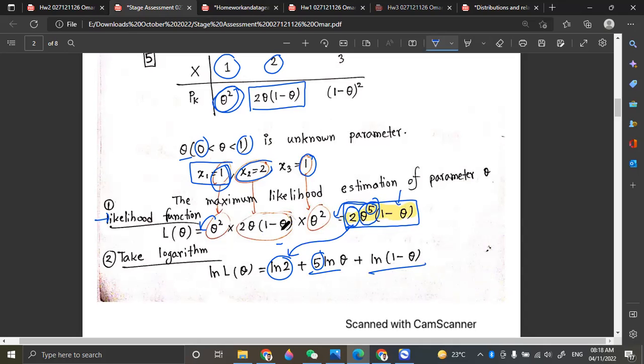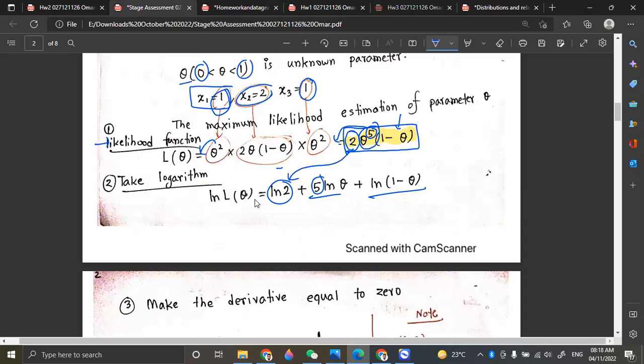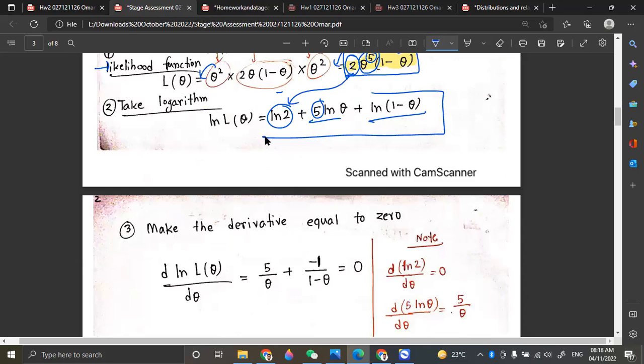And then you just find the derivative of this part, the logarithm, okay? So you know that ln 2 is a constant, right? So the derivative of this constant will be 0. And for 5 ln theta, we know that the derivative of ln theta is equal to 1 by theta, right? And we have a constant 5 here. So 1 multiplied by 5 is 5. So it is 5 by theta.